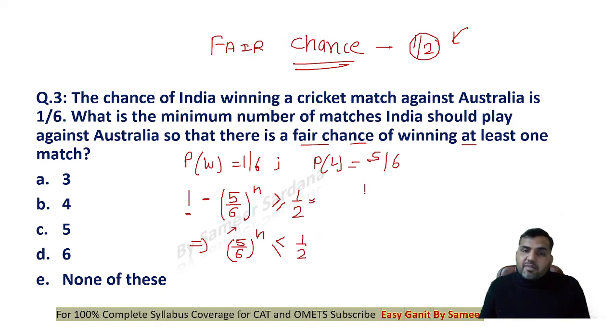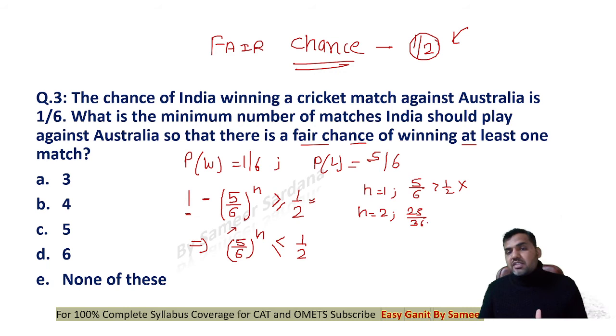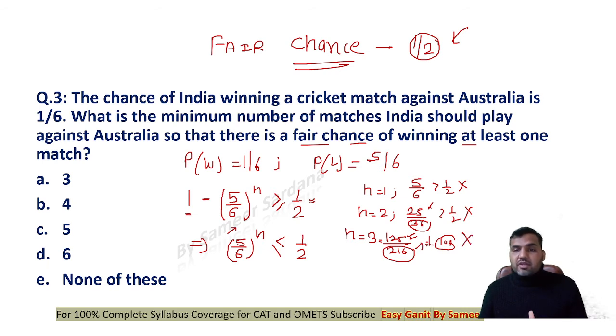Now see that if I put n as 1, 5/6 you can see is greater than 1/2. So one match will not make sure that India is definitely going to win the one match. If I'm putting n as 2, it will be 25/36. This again you can see 50% of 36 is 18. This is more than 18. So this is also greater than 1/2. Will not work. If I put n as 3, it will be 125 upon 216. You see that 50% of 216 is 108. Now this is more than 108, so this is also not possible. This is also greater than 1/2.